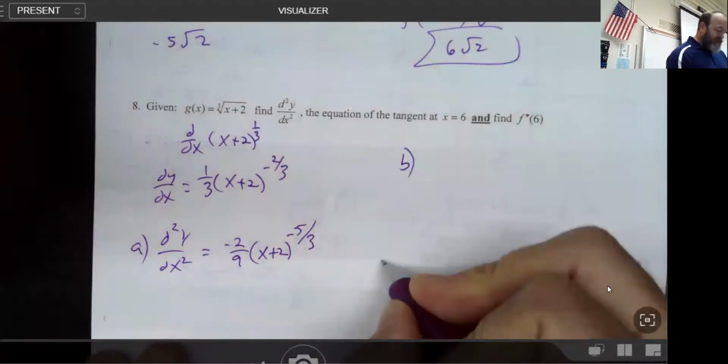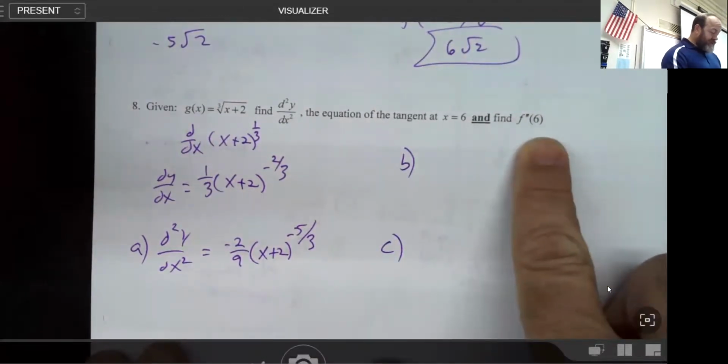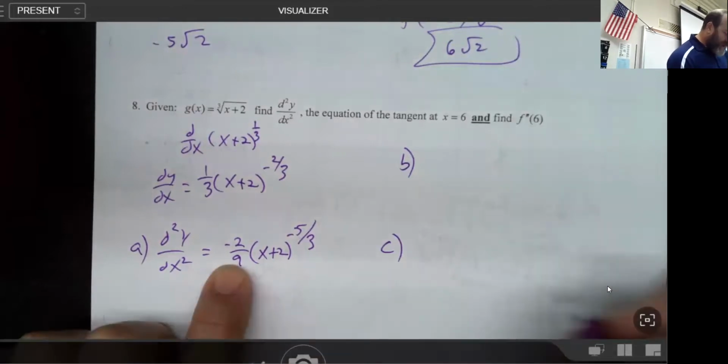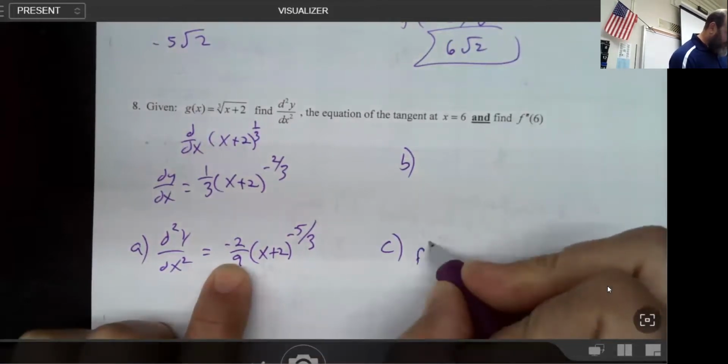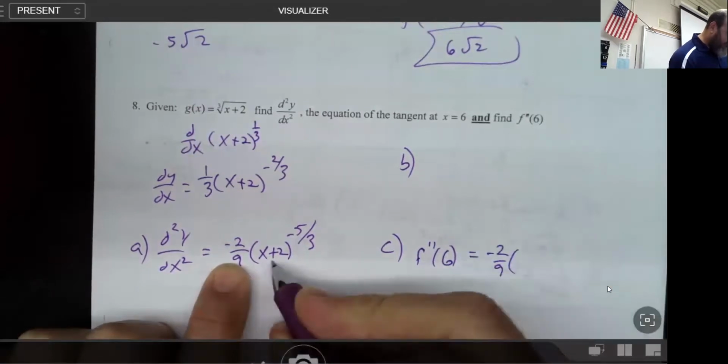I'm going to actually jump in here and do what I'm going to call part C and find f double prime of 6. So if I plug in f double prime of 6, that's negative 2/9. 6 plus 2, of course, is 8.